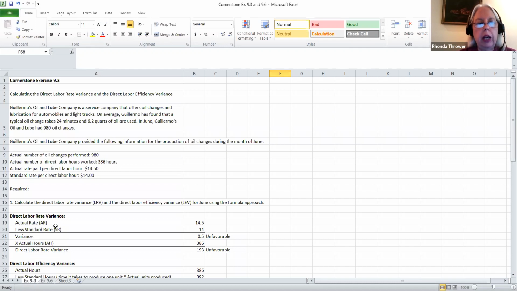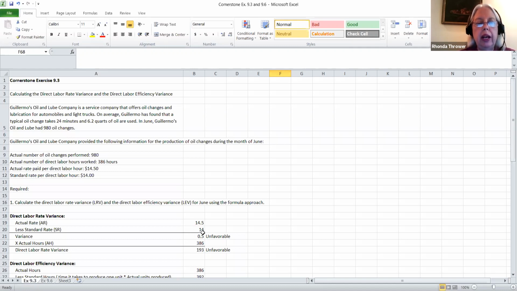In this problem, the actual rate was given. The actual rate was $14.50 per hour. The standard rate was also given at $14. The difference between these is 50 cents. Because the actual rate is more than our budgeted rate, the variance is going to be unfavorable.